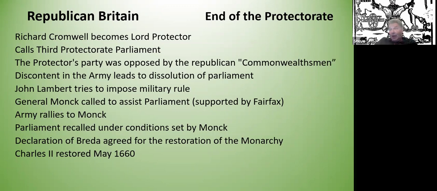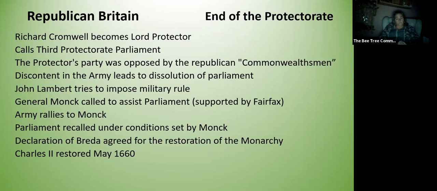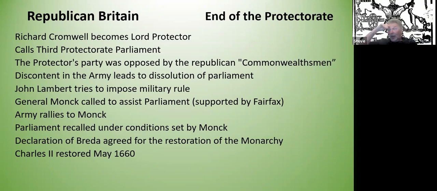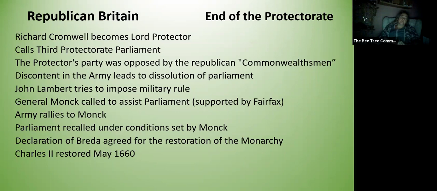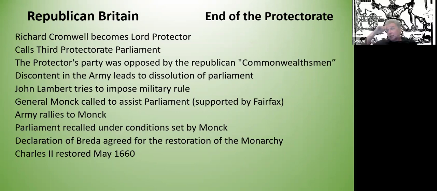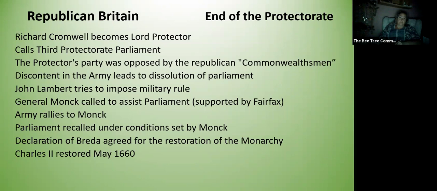The English Parliament resolved to proclaim Charles king and invite him to return, and he did so. First, he was proclaimed king in Ireland, and then in May 1660, he was proclaimed King of England and Scotland. And that was the end of the Republican period of Britain.